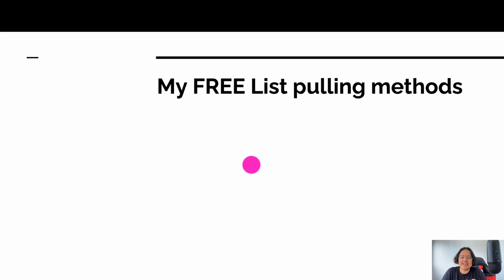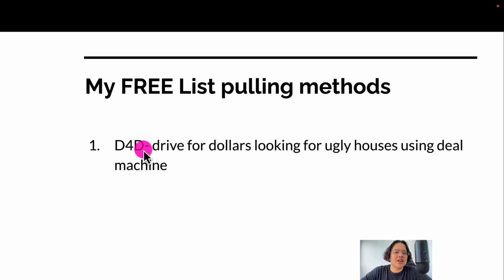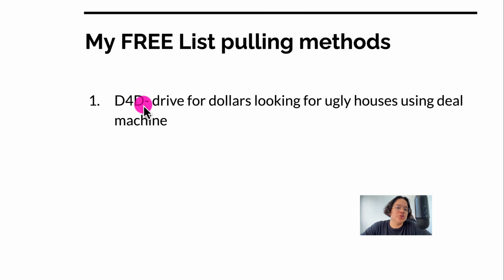Then you can take that list, and the next step is to skip trace. Okay, because right now we're talking about building a list. Once we have our list, then we can go ahead and skip trace it. So Driving for Dollars is a great way to come up with a free list, but you do have to be local, obviously, to drive around town and collect all the information of the ugly houses by using the Deal Machine app or manually writing it on a notepad or whatever. So this is one way to get a free list.